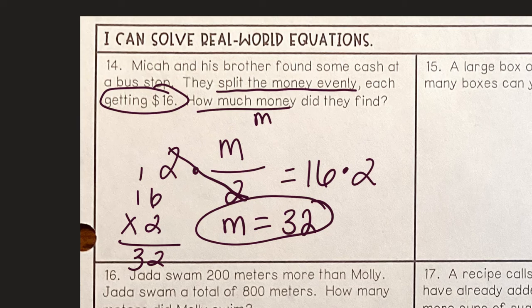Now I know that this is correct because if I take that total amount of money that they found at the bus stop, $32, and I plug it back into my equation for m divided by 2 is 16, therefore making my equation true for this situation.